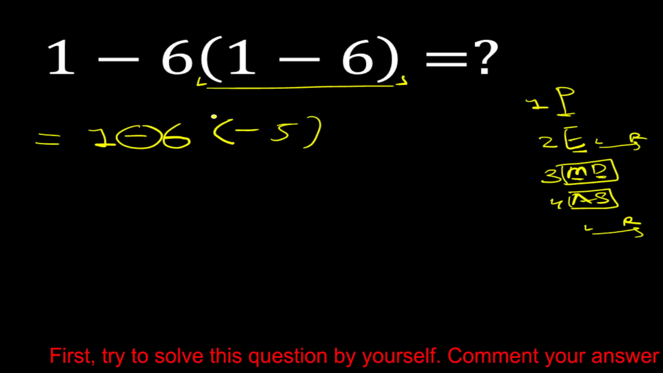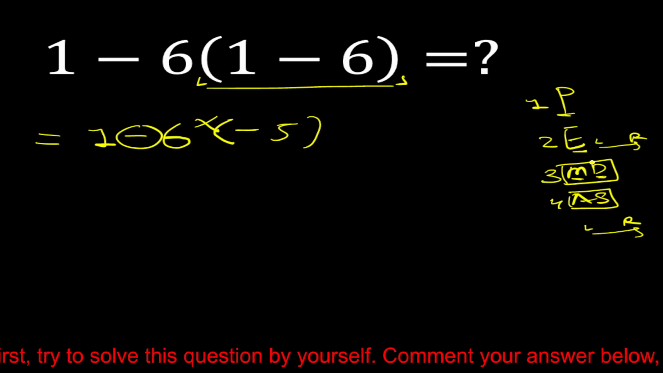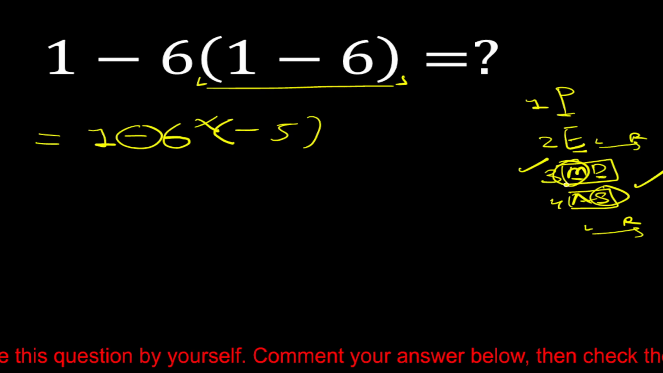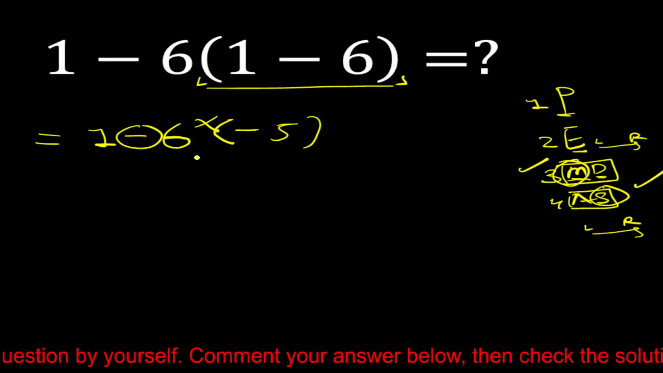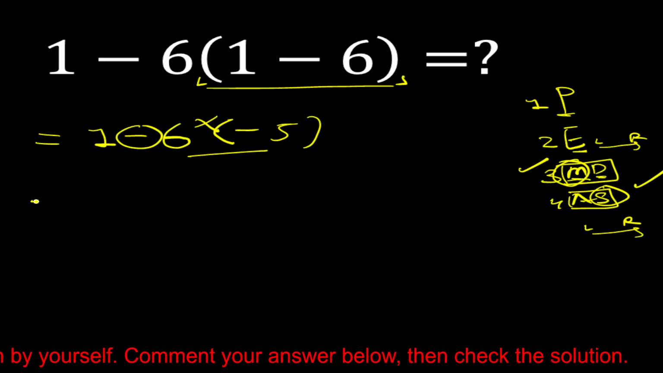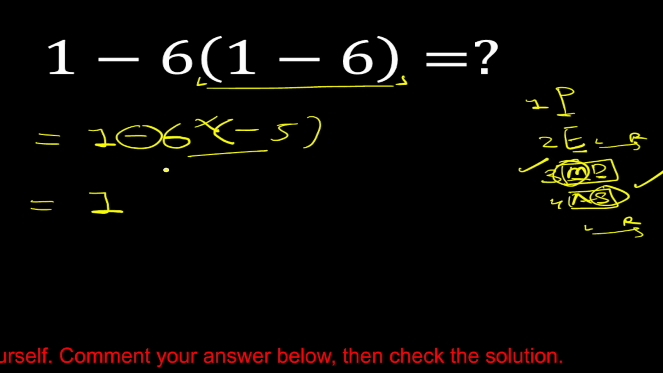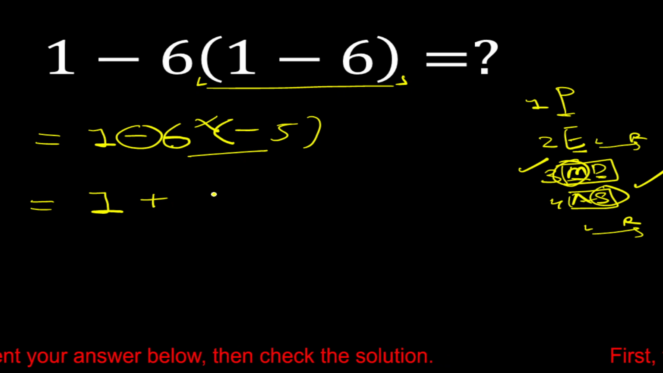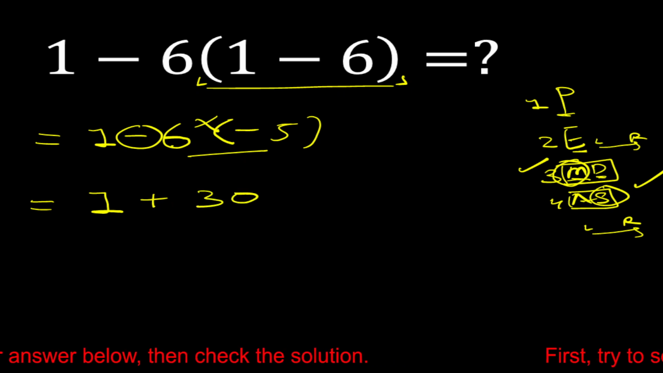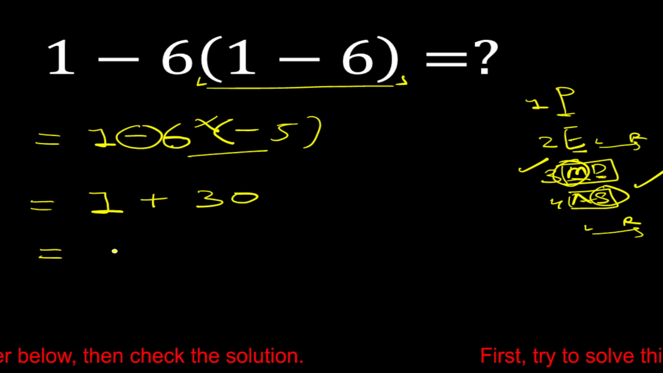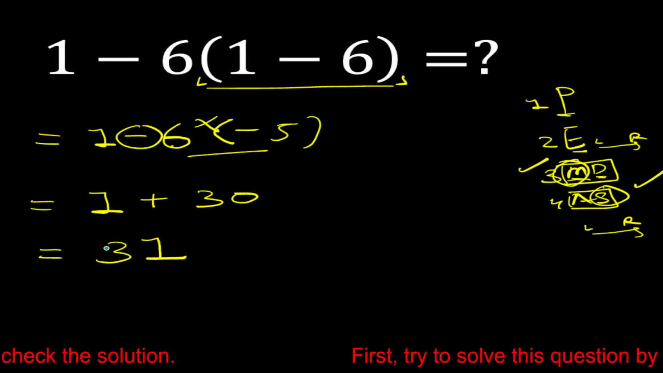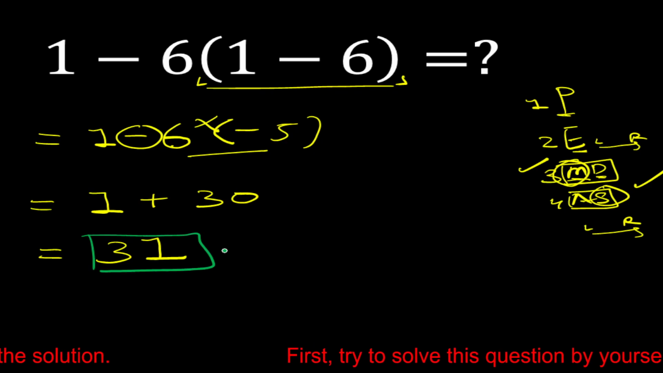Now here is subtraction and here is multiplication. First priority is multiplication and division. Then we have to solve addition and subtraction. So first we have to solve this multiplication. Okay. So 1. Now minus 6 multiply minus 5 is equal to plus 30. Now 1 plus 30 is equal to 31. Okay. So the correct answer is 31.